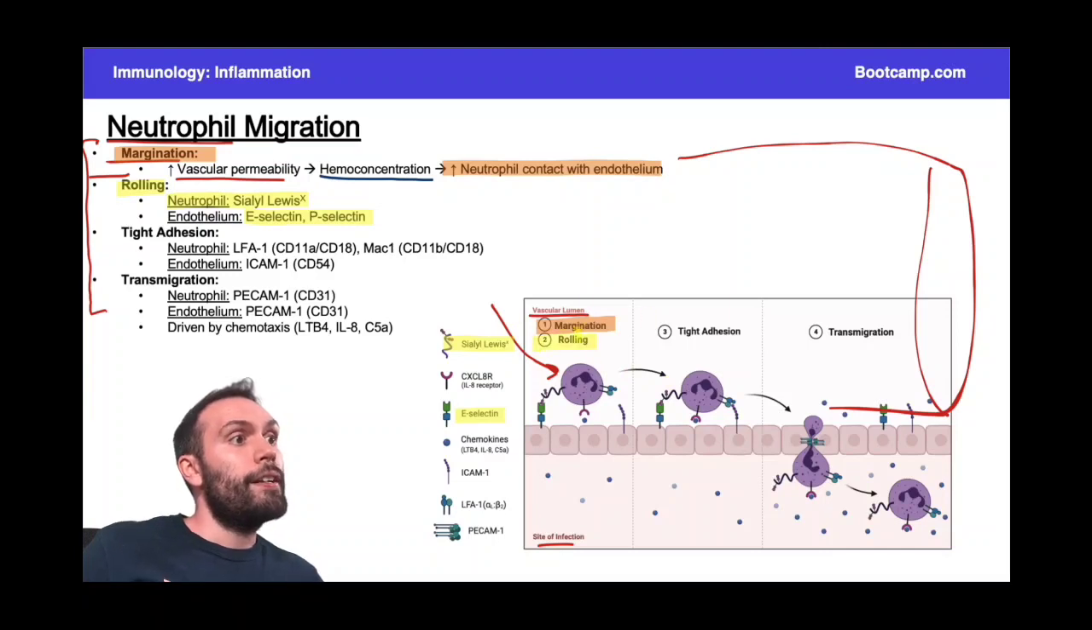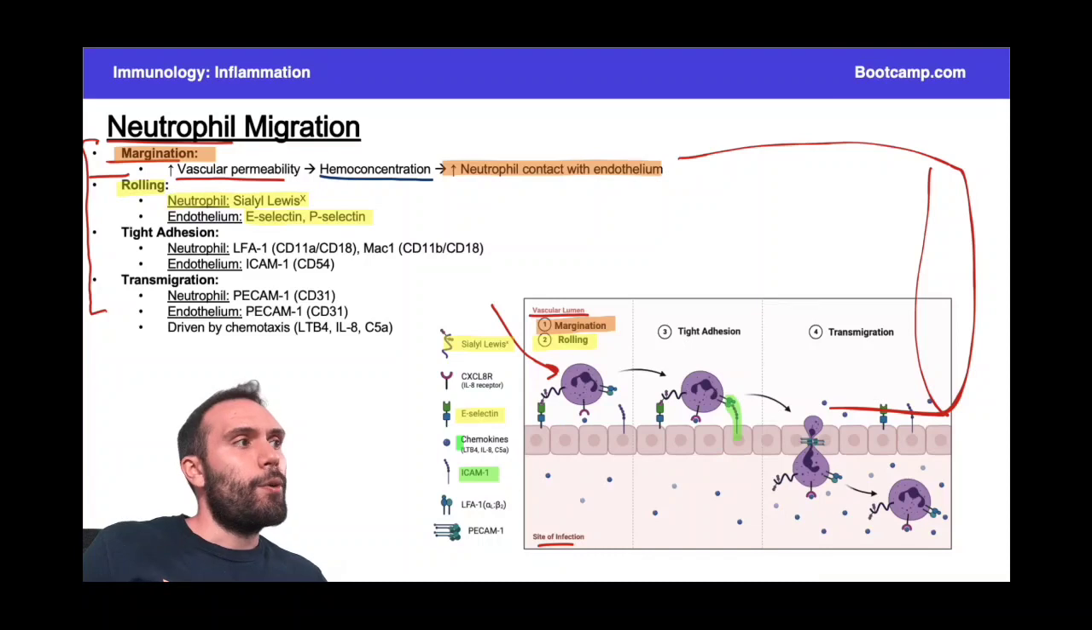Now, once we get through this rolling phase, eventually we slow this thing down so much that it links into one of the integrins here, and it just completely stops moving. So we're essentially going to have an adhesion moment, right? A tight adhesion where this thing is not going to move at all. And this tight adhesion is from a combination of 2 things. It's from the ICAM proteins, which stands for intracellular adhesion molecule 1.